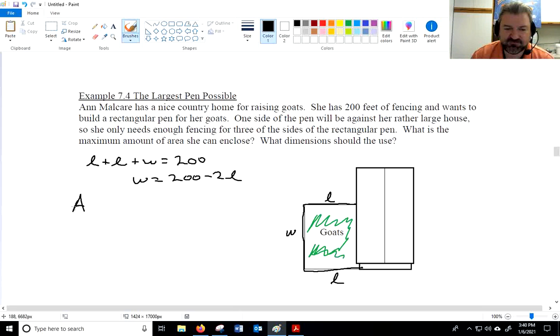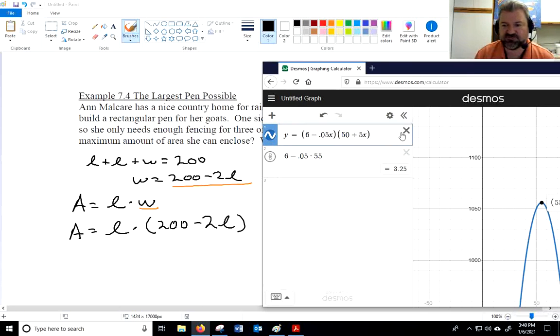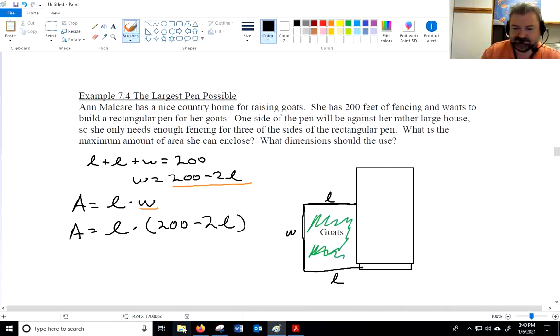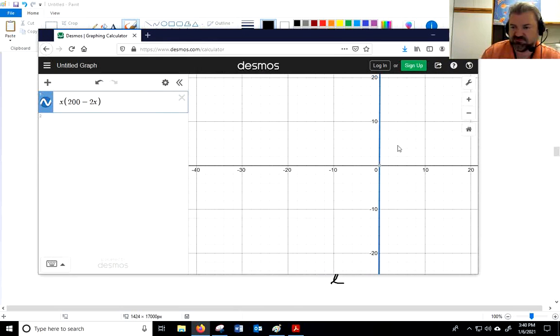The area of this pen will be the length of the pen times the width. So my area is length times 200 minus 2L, when I replace width with what width is equal to. I can then graph this to find the length that corresponds with the largest A, the area. So I'll just use X. And I'll start with my standard zoom here. Start zooming out.